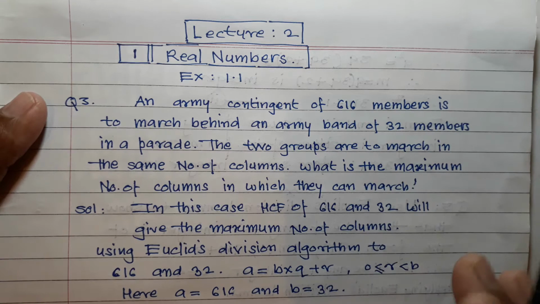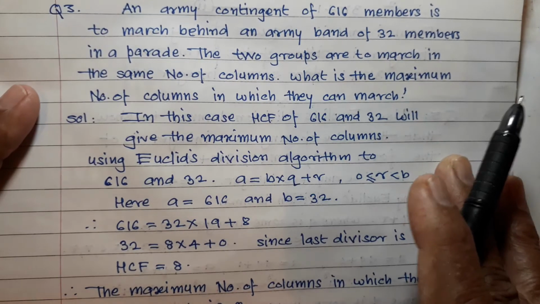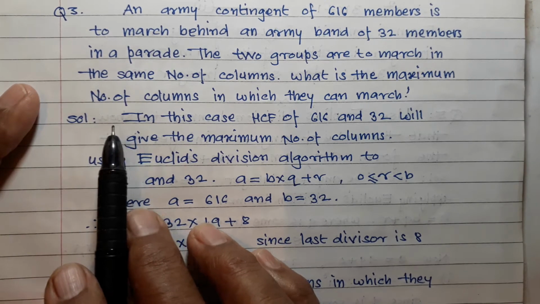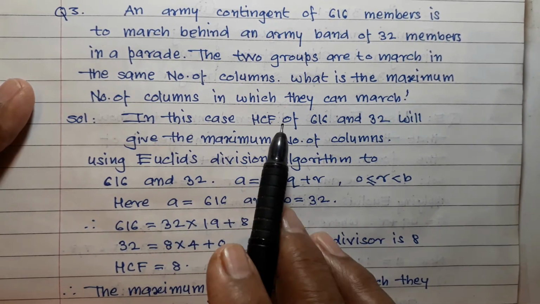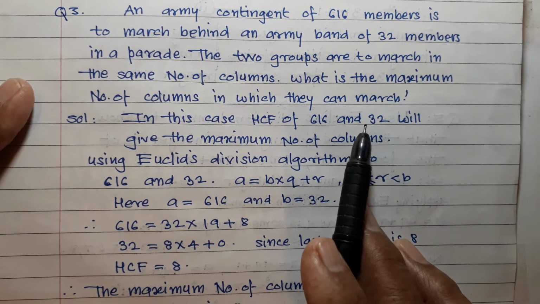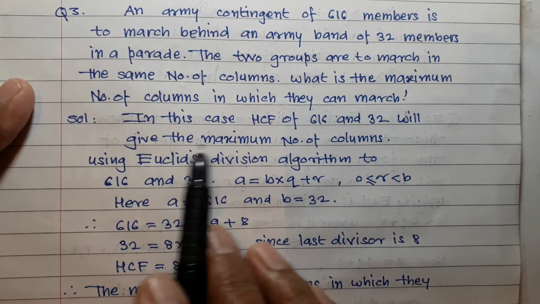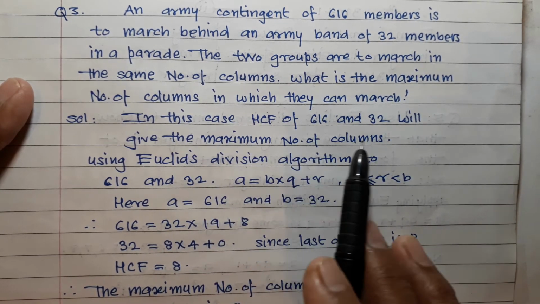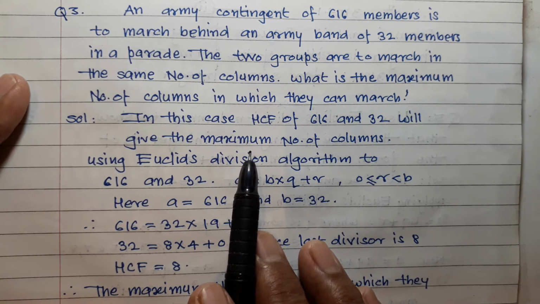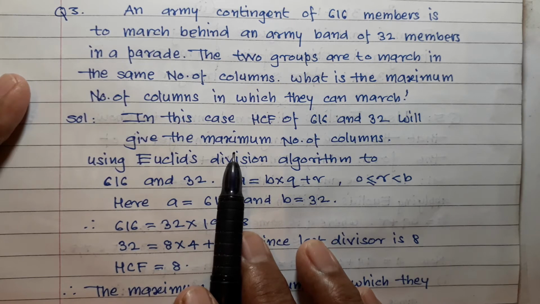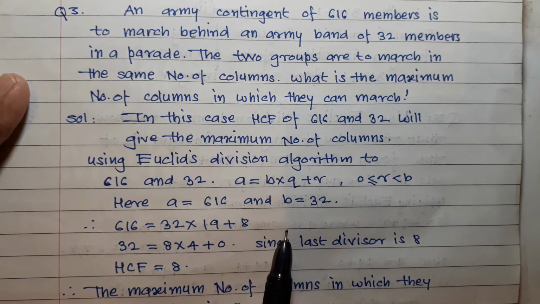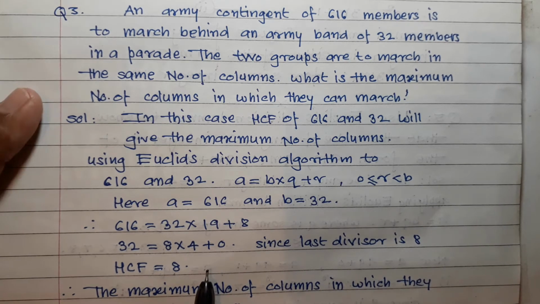Okay. Now try to understand this example. Solution. In this case, HCF of 616 and 32 will give the maximum number of columns. Now here you have to use what? Common sense. Okay. Now at the end of this example, I will explain you. Now first you try to understand.